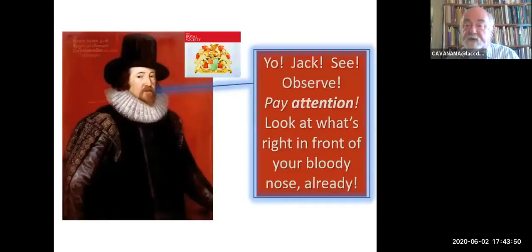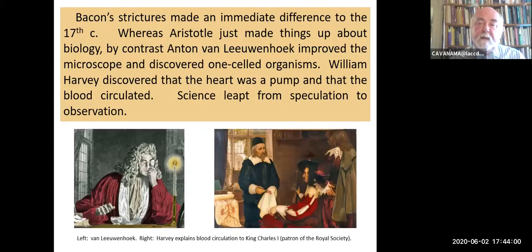So the empiricist message, at least, is human knowledge needs something more like Galileo's telescope, something less like Aristotle's armchair. Yo, Jack, watch what's in front of your bloody nose already. Why aren't you looking? Why aren't you counting those teeth? This is Bacon's message. And Bacon's strictures made an immediate difference in the 17th century.